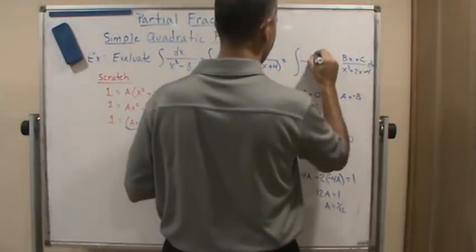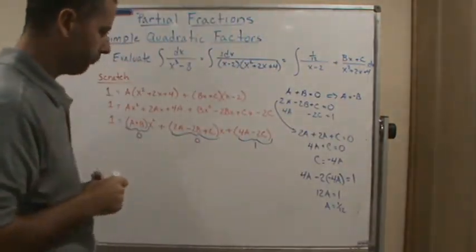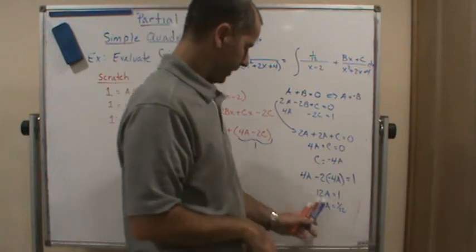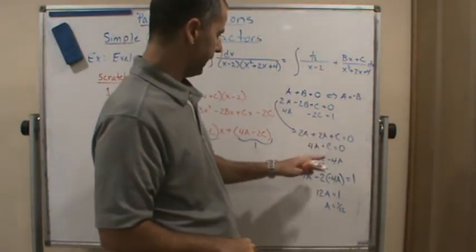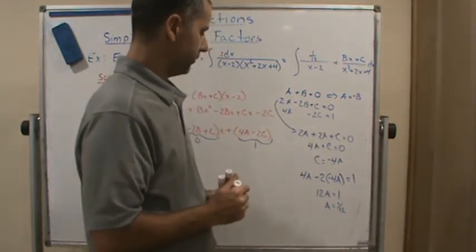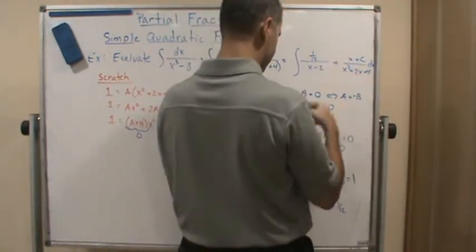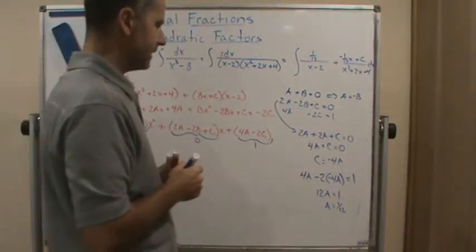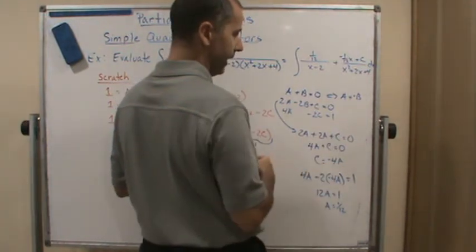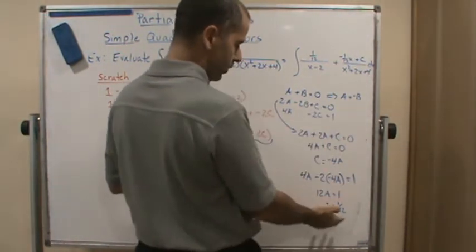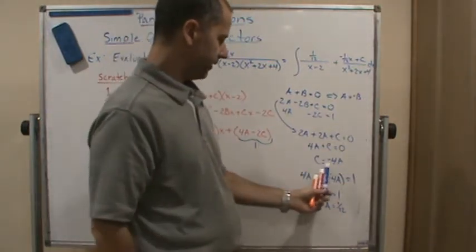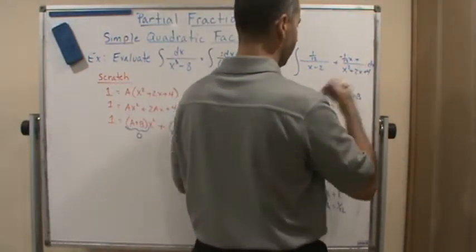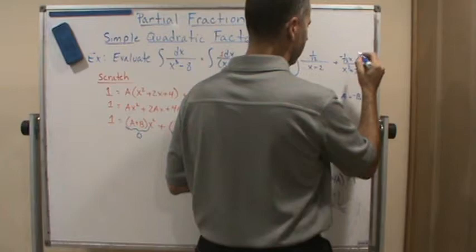So now I'm going to put 1/12 here. Everything basically starts to solve itself, because since I know A is 1/12, that means B is the opposite of A, so it's negative 1/12. And C is negative 4 times A. So if A is 1/12, then C is negative 4 times 1/12, which is negative 1/3. So C is equal to negative 1/3.